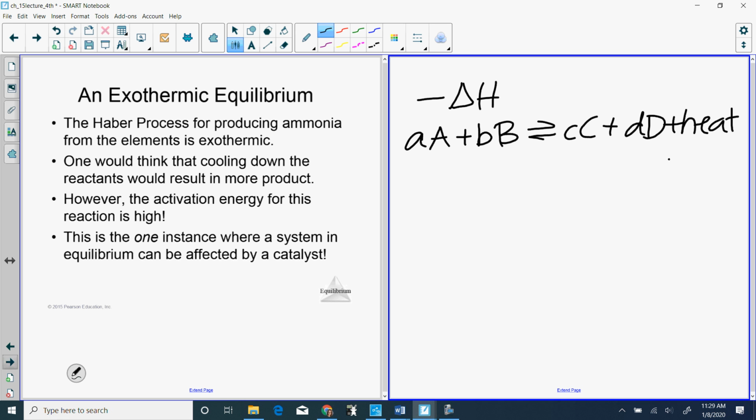Heat is like a product because it's leaving the system. If I increase my heat in an exothermic reaction, is it going to go left or right? If I increase something over here, it has to go left.